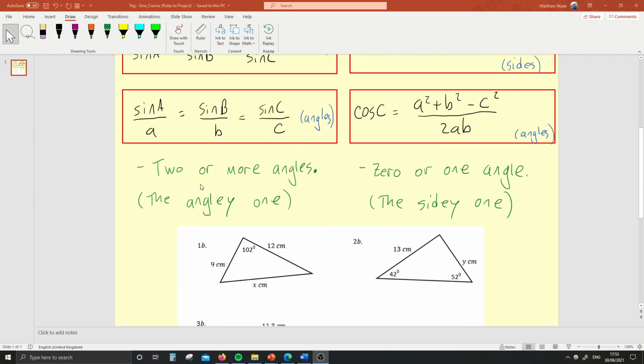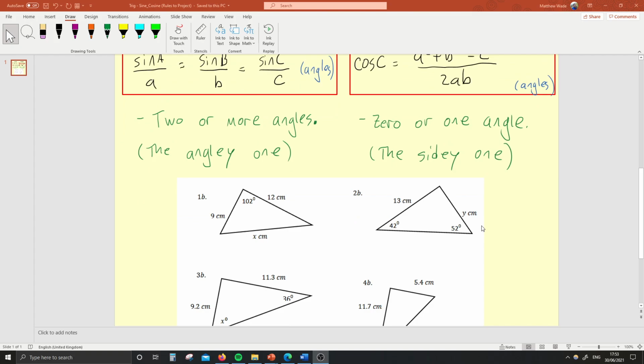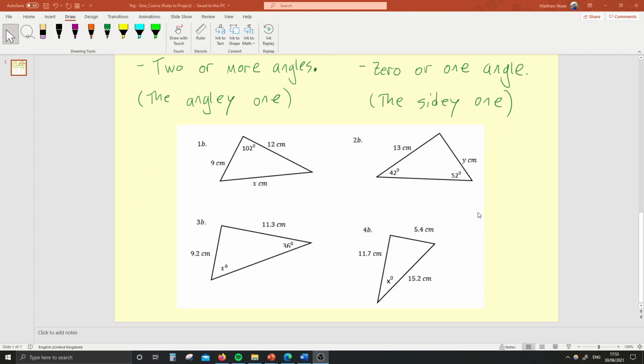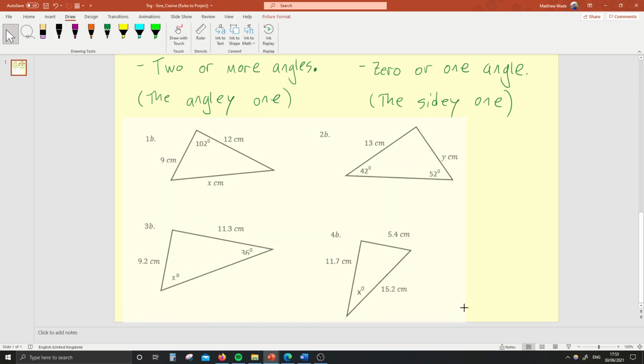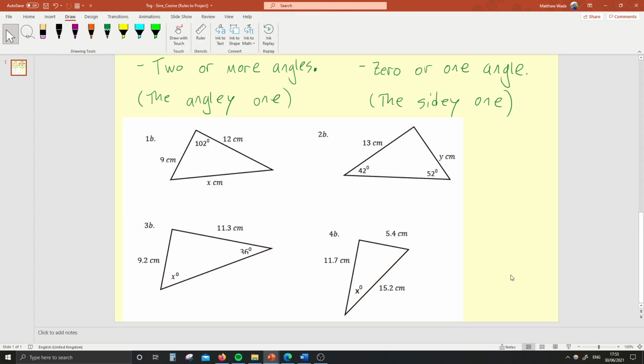So here's what I'd get you to jot down. You use sine law if there are two or more angles given in your question, okay? So if you see two angles or more, even if one of them is unknown, as long as it's just labeled, then it's sine law. If there are either zero angles in the question or one angle, then it's cosine law. Cool beans, buddies? So two or more angles, sine law. Zero or one angle, cosine law. Happy days. So we're going to do just a couple of them together, and then I'm going to give you a chance to practice. But all I really wanted you to do with these is identify which rule you think you'd use for each of these, okay?